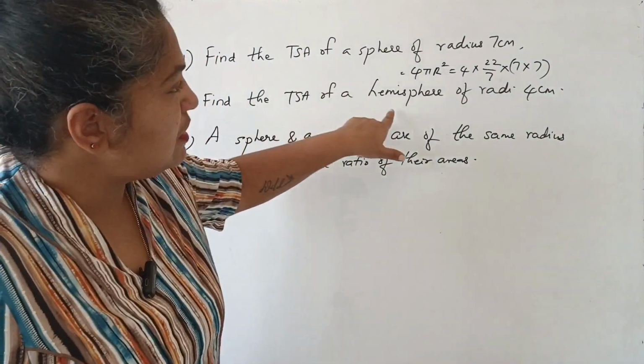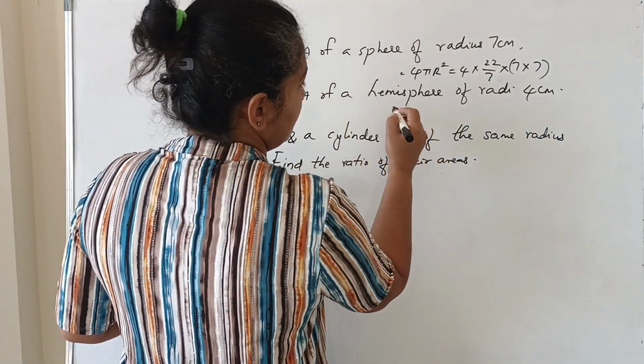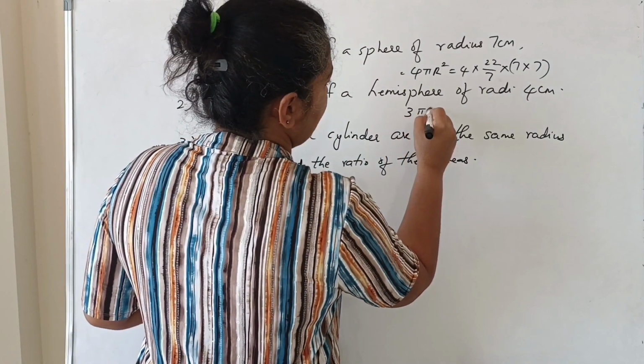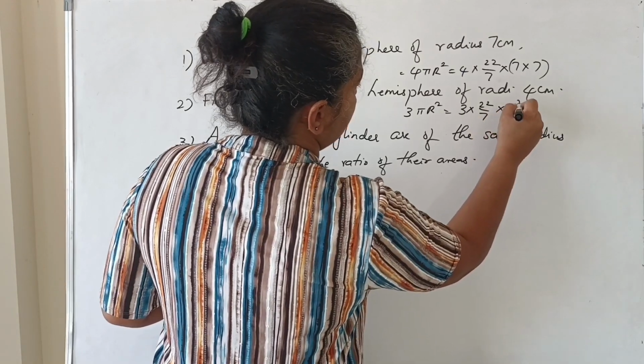Find the TSA of a hemisphere of radius 4 centimeters. So you know that the TSA of a hemisphere is given by 2 pi r square plus pi r square, which is 3 pi r square. Again, it is a direct substitution of the values.